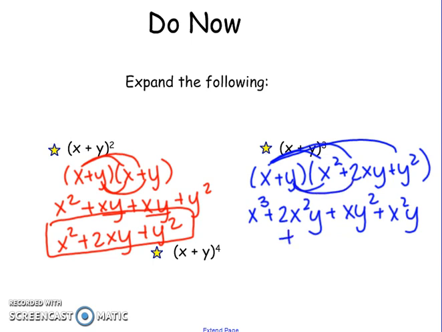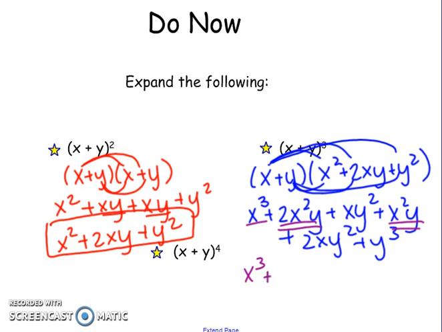I'm going to go down to the next one. So that's going to give me 2xy squared. And then I get y cubed. Okay, so we want to combine anything that's similar. So the x cubed is the only thing that has an x cubed, so we'll leave that. Now I have a 2x squared y, and I can combine that with any other x squared y. So I have another x squared y here.